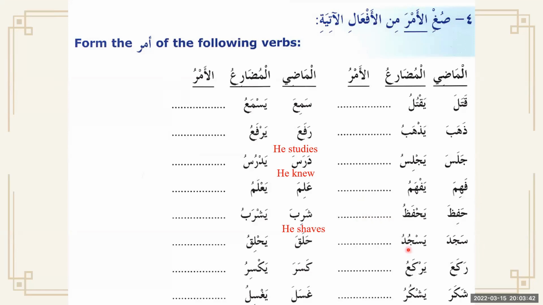Sajada yasjudu. What is the amr for this? Usjud, very good. Sajada yasjudu, usjud. Raka'a yarka'u. No, raka'a yarka'u. Irka'. What is the meaning of raka'a yarka'u? Yes, to bow. Raka'a means he bowed. Yarka'u means he bows. Irka' means bow.